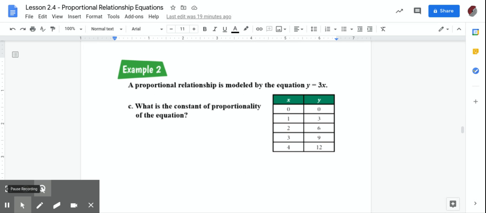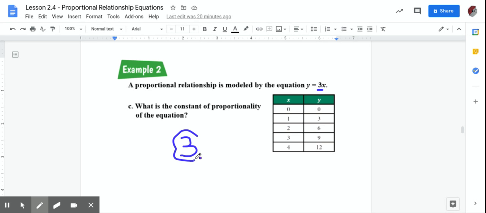A proportional relationship is modeled by the equation y equals 3x. So the last part of this problem, what's the constant of proportionality of the equation? In this case, we're looking in the equation for the value that we're multiplying x by every single time. We can see that that number is 3 from my equation. So what's the constant of proportionality? The answer is 3.